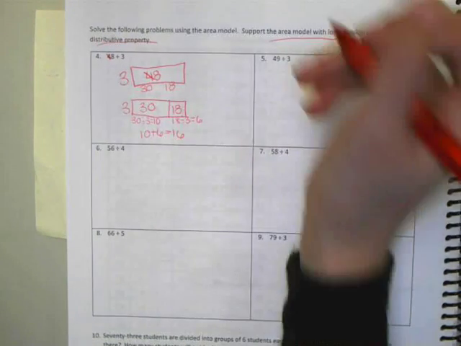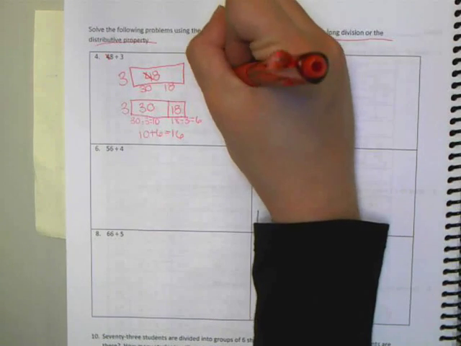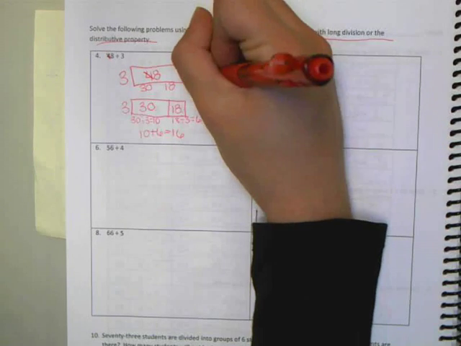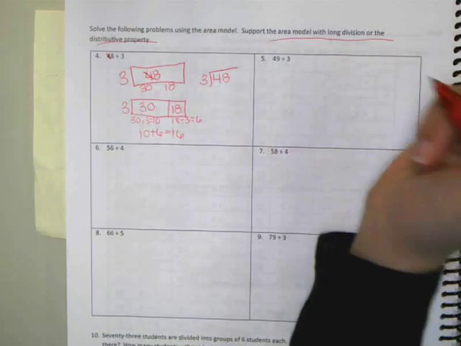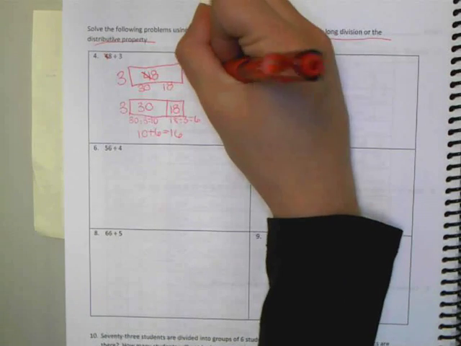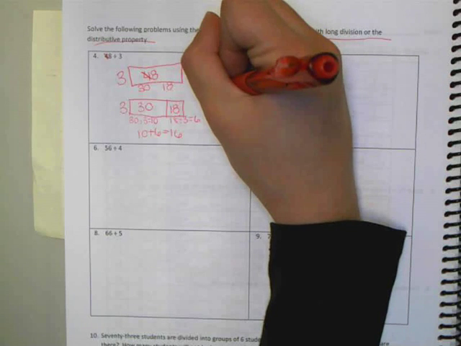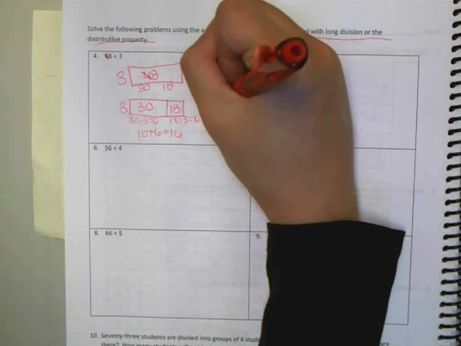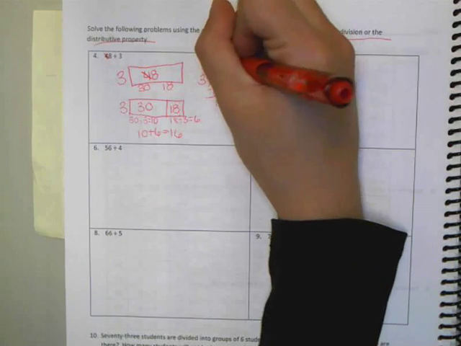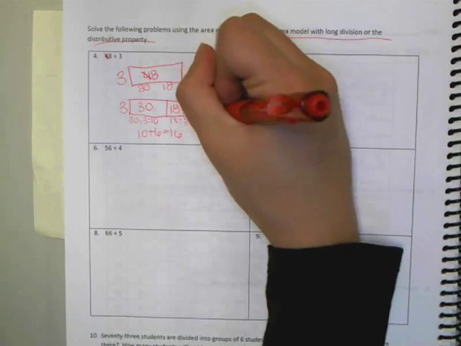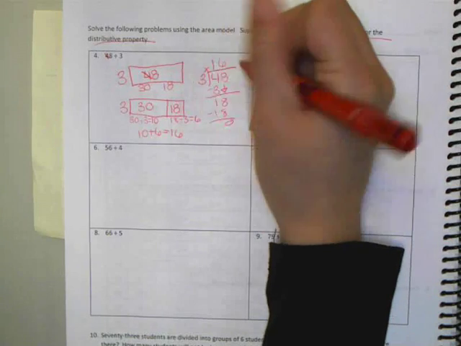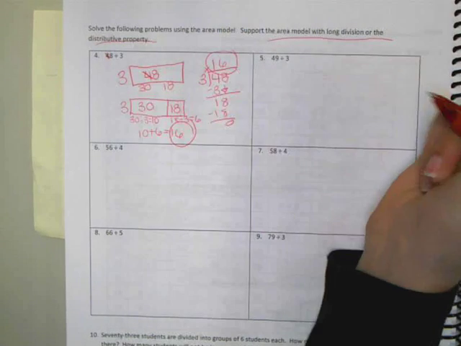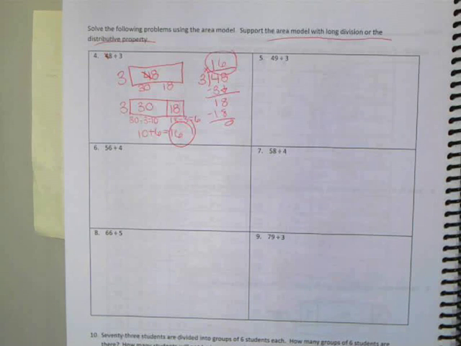But the instructions said to support the area model with long division or the distributive property. So let's check it with long division. Put our 48 here. Divide by 3. 3 goes into 4 one time. 3 times 1 is 3. Take that away. Bring down our 8. 3 goes into 18 6 times. 3 times 6 is 18. Do they match? They sure do. So that gives us our answer right there.